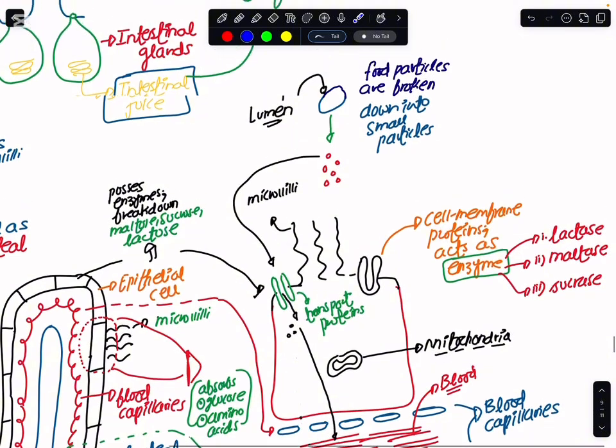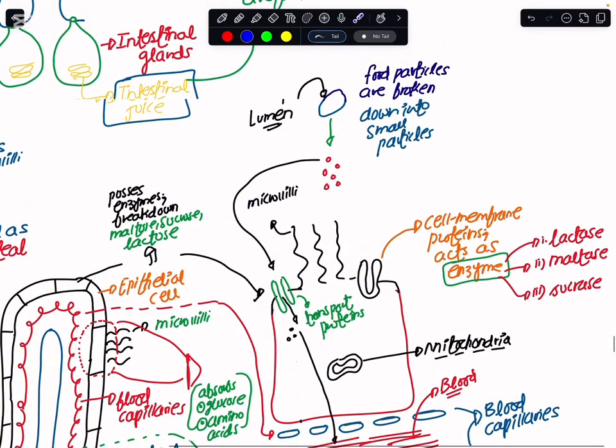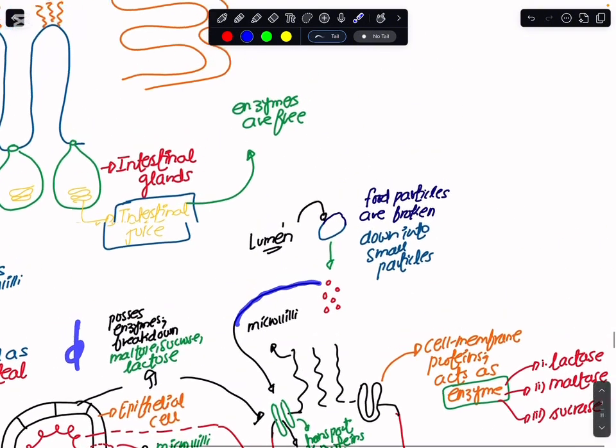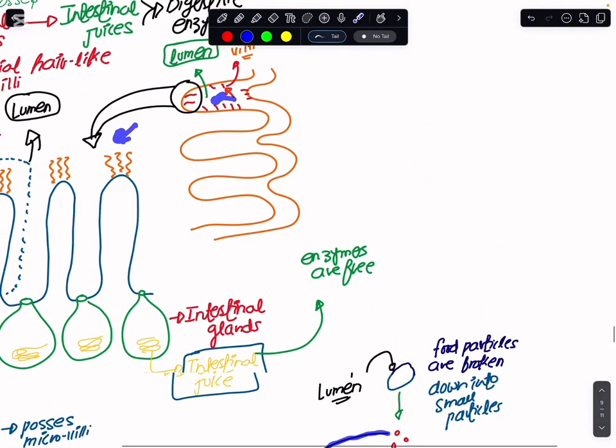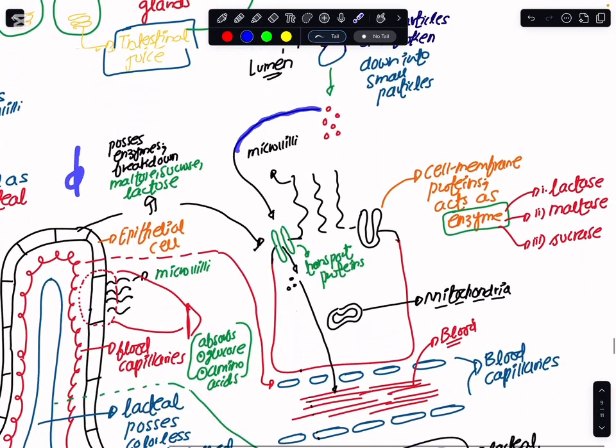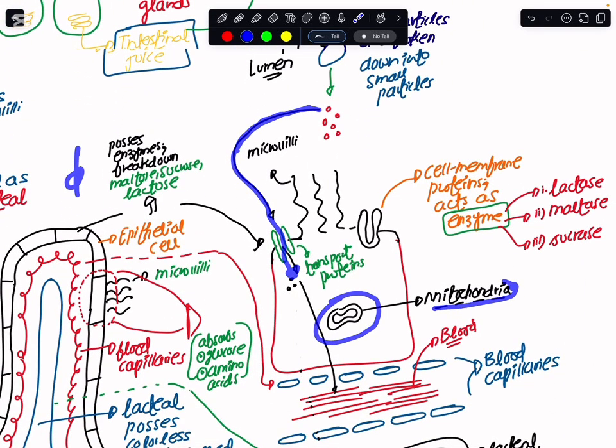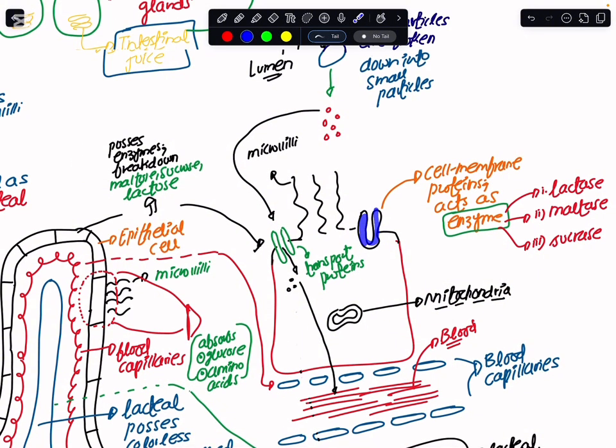On the outside of the epithelial cells we have the lumen, and in the lumen the food particles are broken down. They also use these enzymes that we have in the cell membrane of the epithelial cells. From the lumen, the food particles are moved with the help of the transport proteins into the epithelial cells, and we also cause the mitochondria to release energy. The enzymes that we have in the epithelial cells are the lactase enzyme, the maltase enzyme, and the sucrase enzyme.